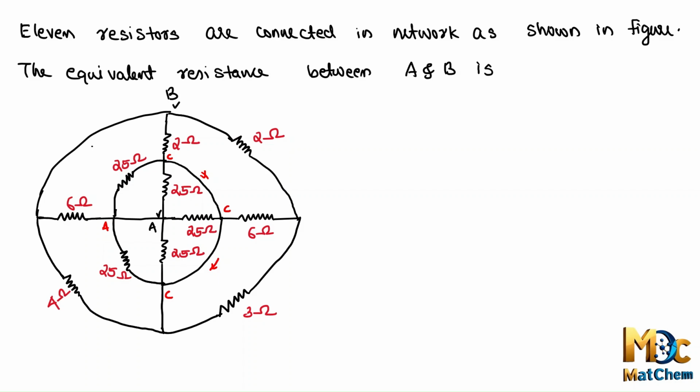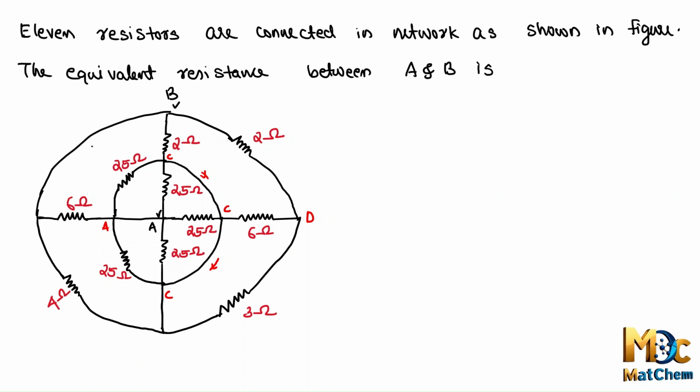From this point C, there is a 6 ohm resistance. That means there can be a change in the potential. So you can mark this particular point as D. That means between C and D, there is a 6 ohm resistance.